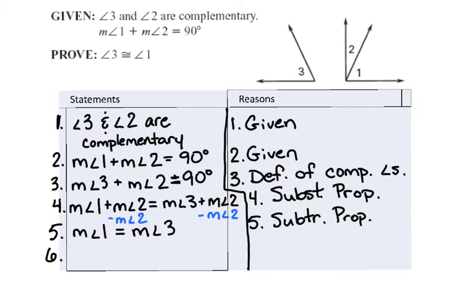And then 6, we can state that angle 1 is congruent to angle 3 now. Because we know their measurements are equal, then they are congruent. That's what the definition of congruent means. Definition of congruent angles. Okay, and there we go. We are done. Let's go on to the next one.